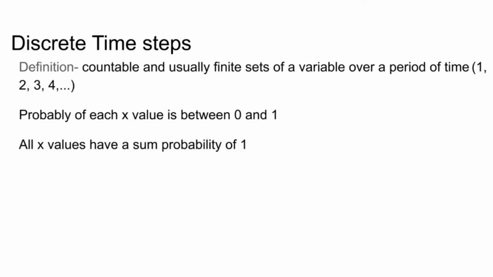Imagine 1, 2, 3, and 4 are our x0, x1, x2, and x3. Things to note is that the probability of each x value is between 0 and 1. That's because we're talking about either 0% or 100%, and anything in between is also fair game. The other notable thing is that all x values have a sum probability of 1, or 100%, because the probability of anything happening is 100%.